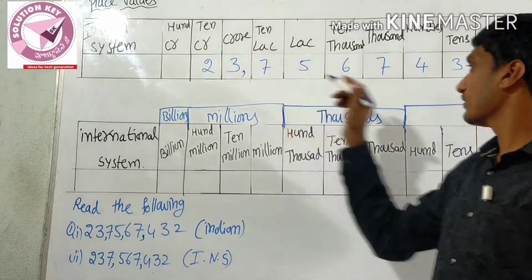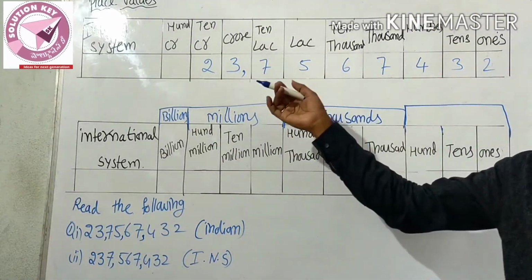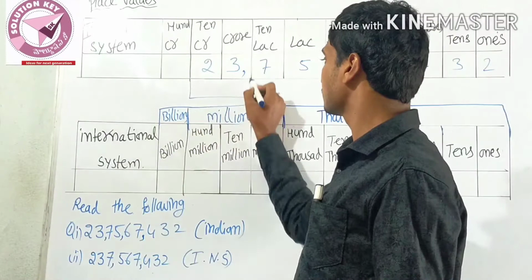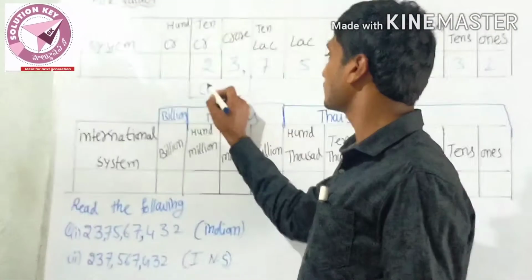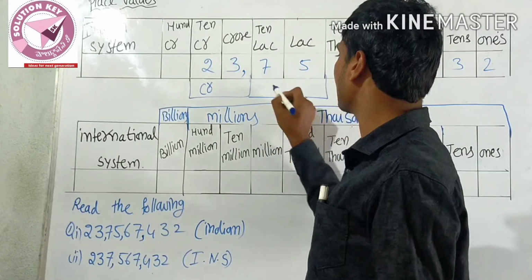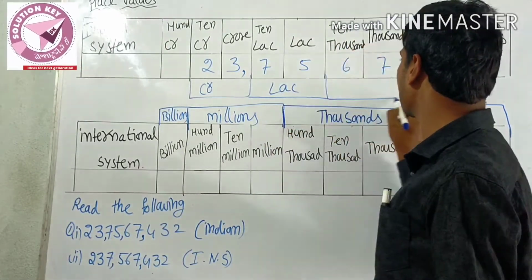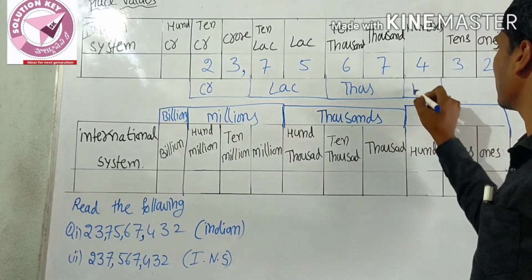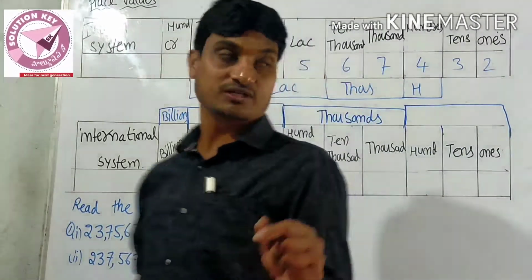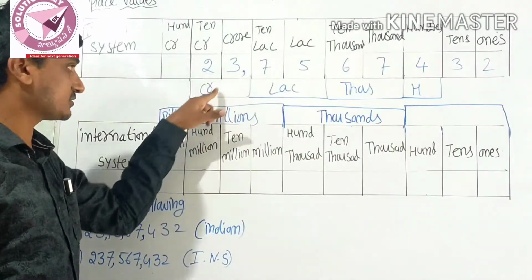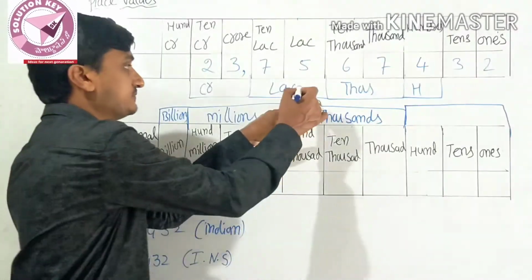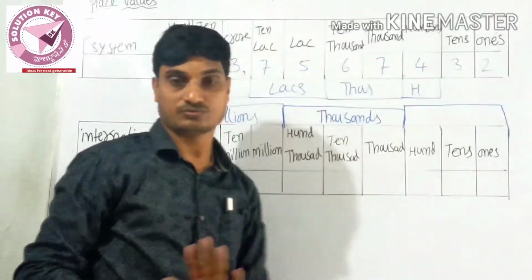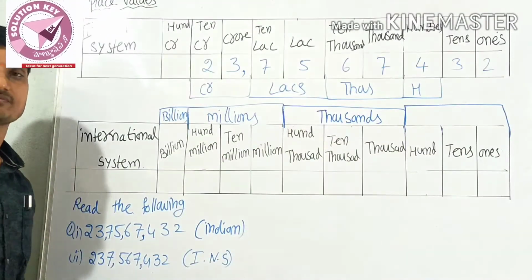Now read this one. You write from the right hand side onwards, but read from the left hand side. This is the crores column, this is the lakhs column, this is the thousands column, and this is the hundreds column. You already know the two digits. Now read: 23 crores, 75 lakhs, 67,432. You are reading very easily.